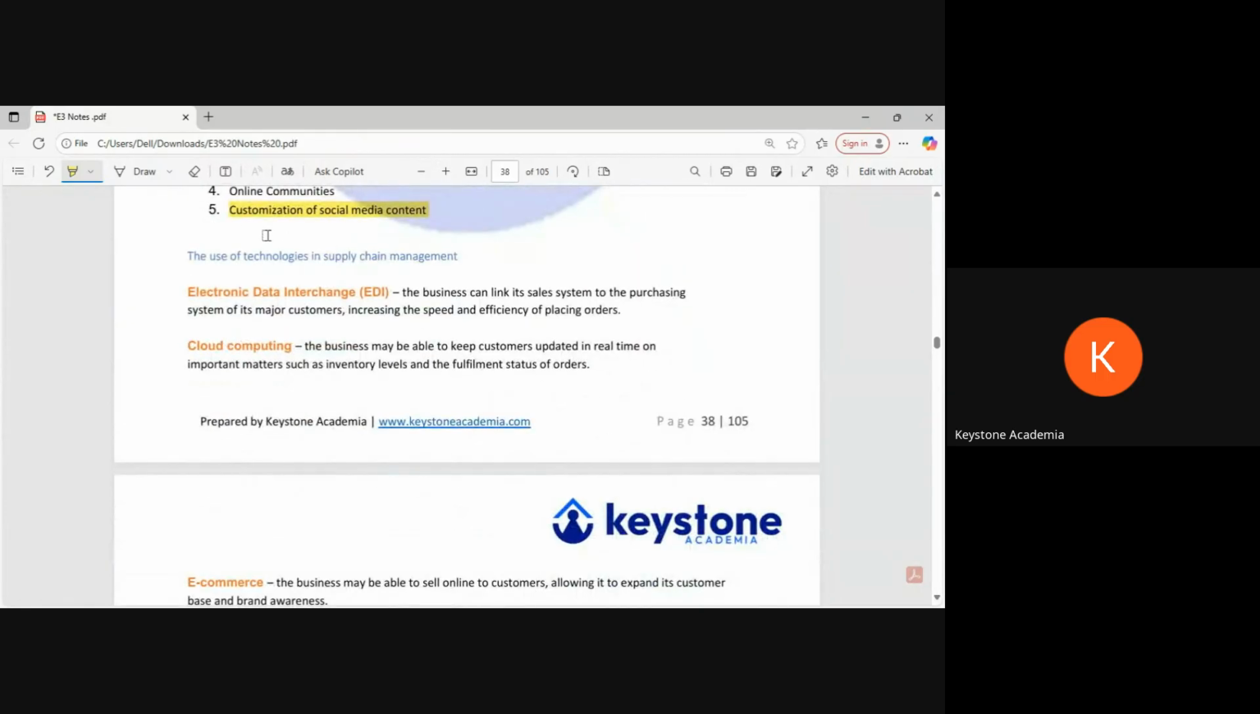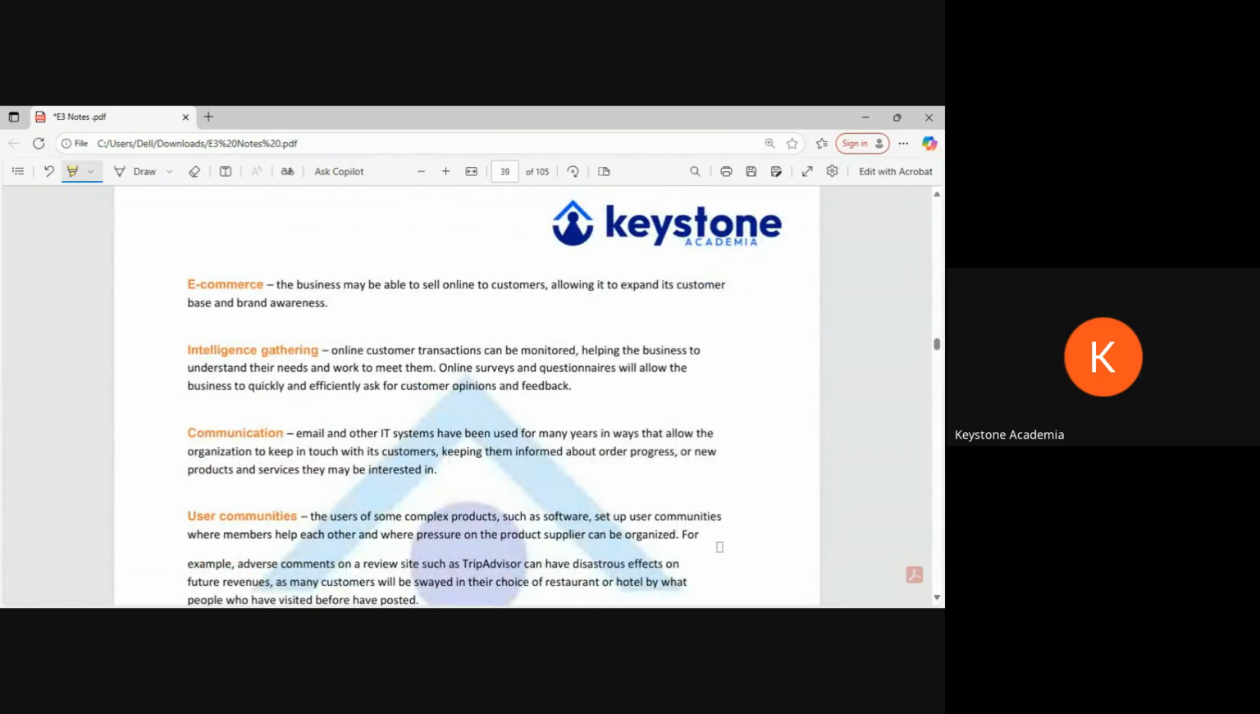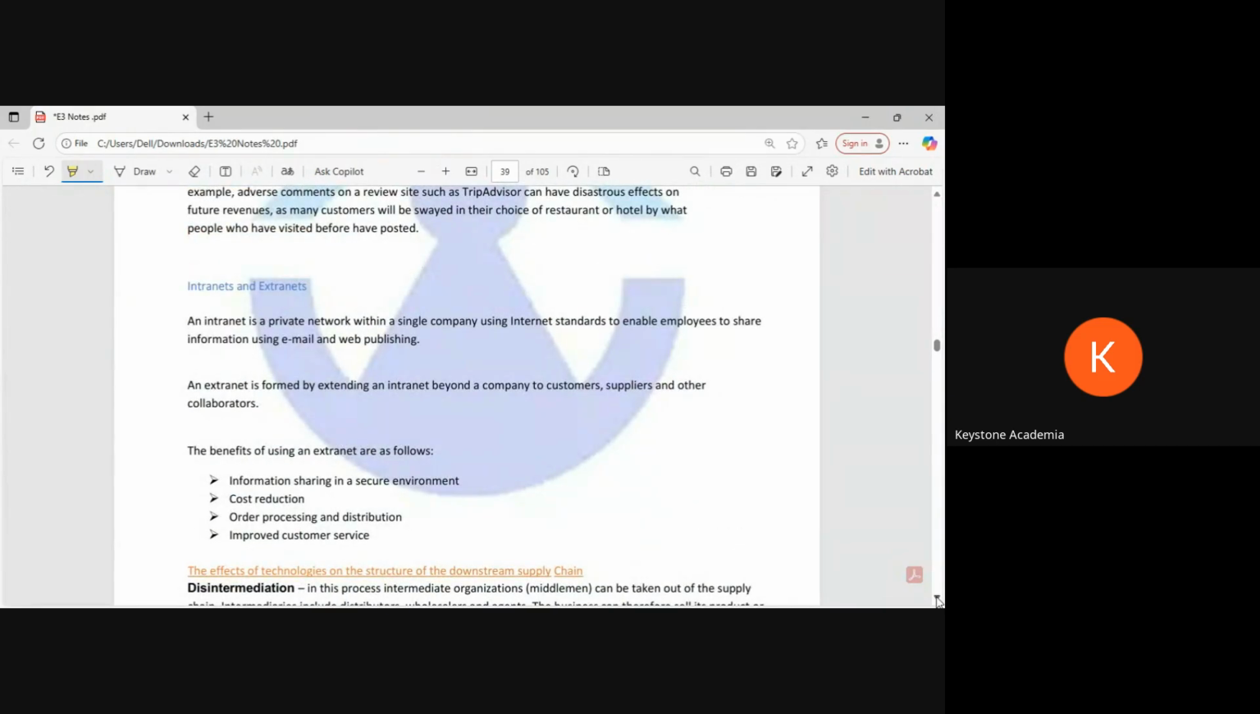Apart from that, use of technology can help: electronic data interchange, cloud computing. We have seen what's cloud computing, e-commerce, intelligence gathering, communication, user communities. So use of tech makes it easier to manage the client. Internet and extranet obviously is the basic thing.